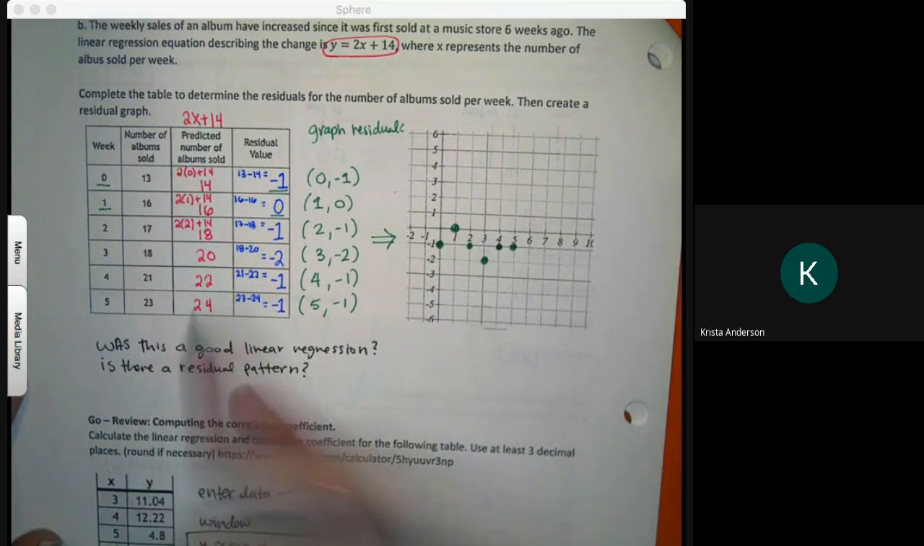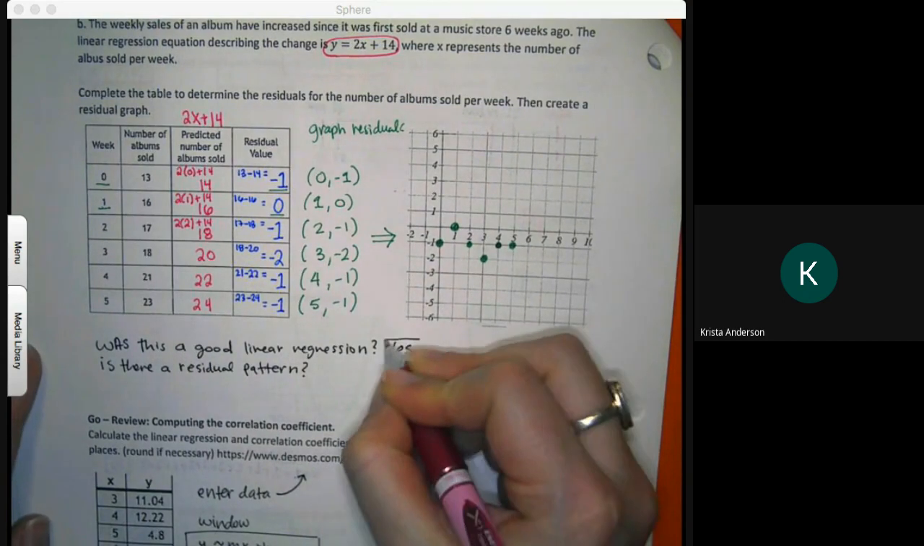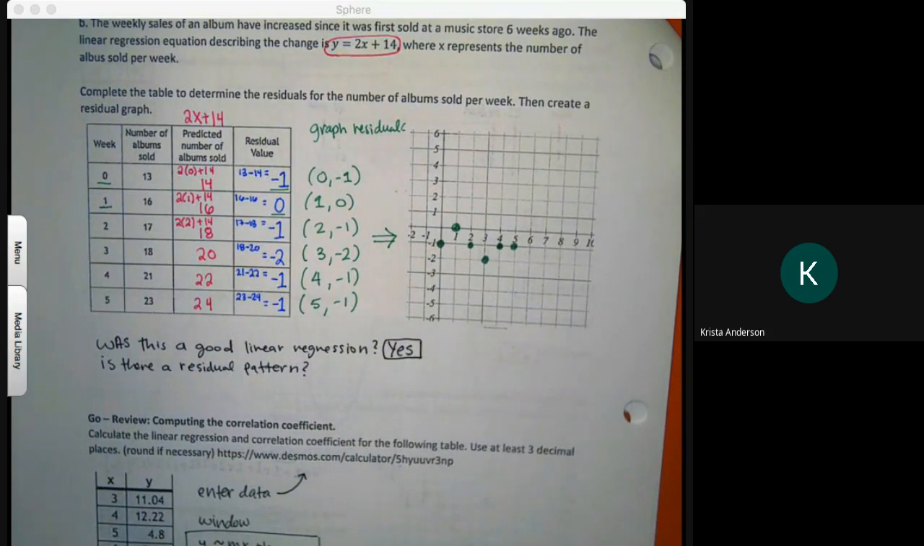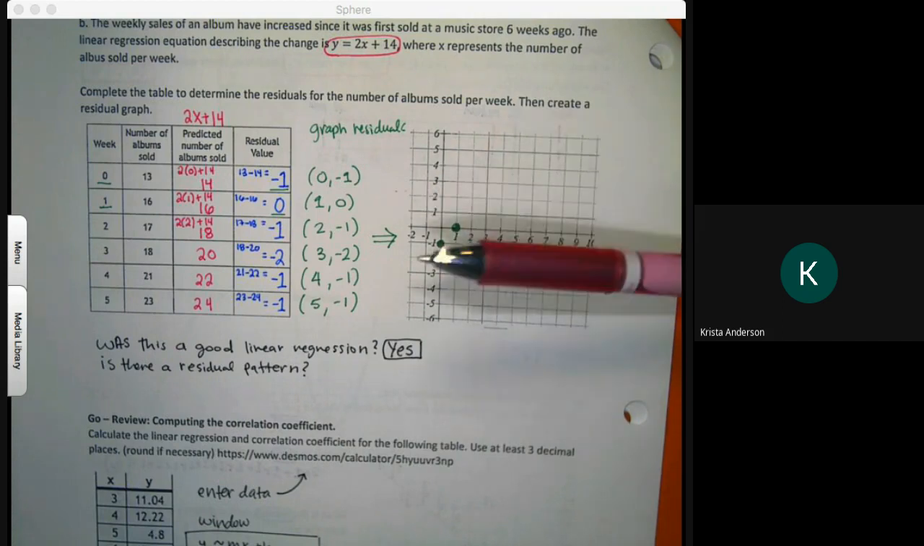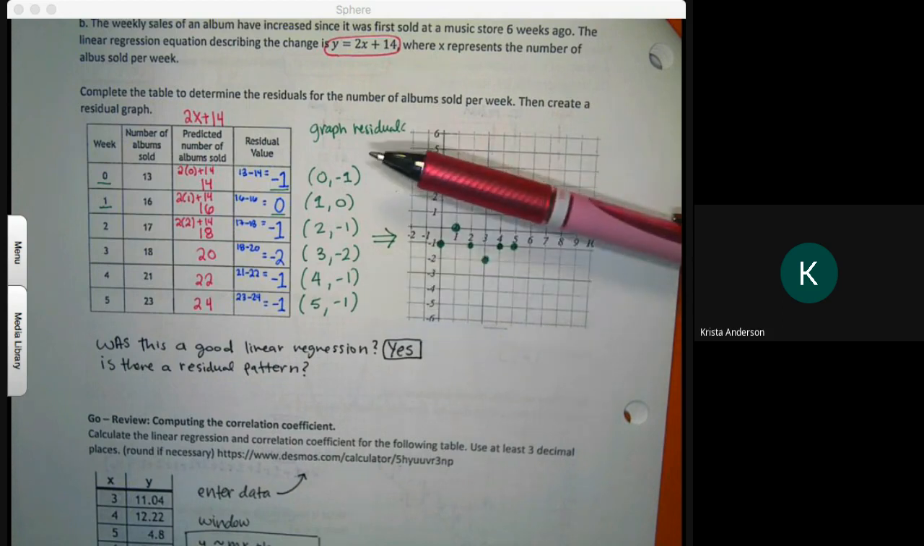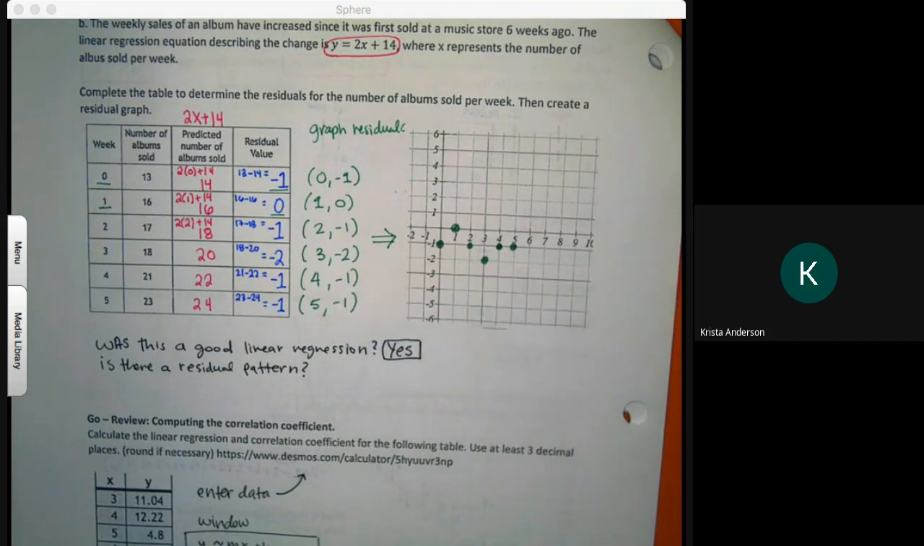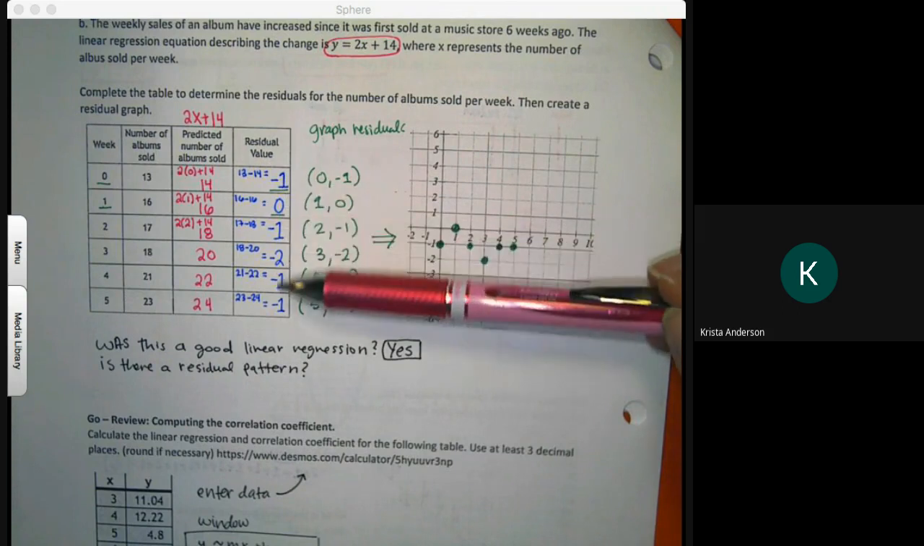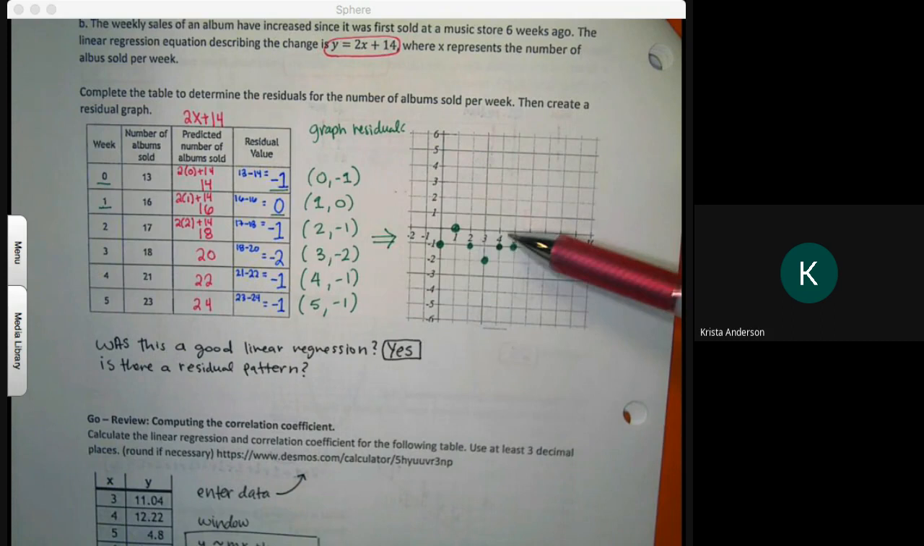Was this a good linear regression? Were these pretty close together? Yes, that was good. Is there a residual pattern? Do you see numbers repeating, repetition anywhere? What's the pattern? There's a lot of negative ones. Do they repeat in a specific way? It's like going from a negative one, and then adding 2, and then going back to negative one, and then adding 2, or subtracting. Do you see a pattern with the numbers? You can also use the graph. Yes, I can see it in the graph.